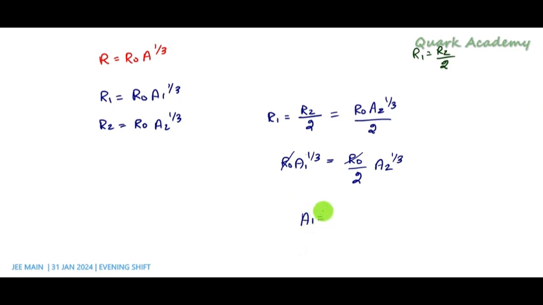So it will become A1 equal to, so if I cube it, then 1 by 3, that cube root will get cancelled. And here 2 cube, which is 8, and it is A2. Okay, we'll substitute A2. A2 is 192.